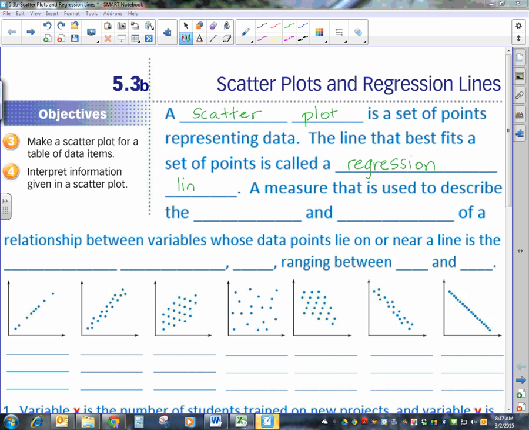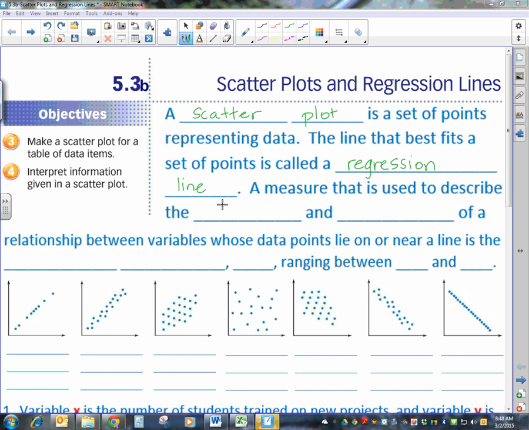And what I want you to write on your paper over to the side here, you have room, I don't have room. It can also be called a line of best fit or a trend line. And I want you to write both of those names down there. So you'll know that any of those names can refer to the same thing.